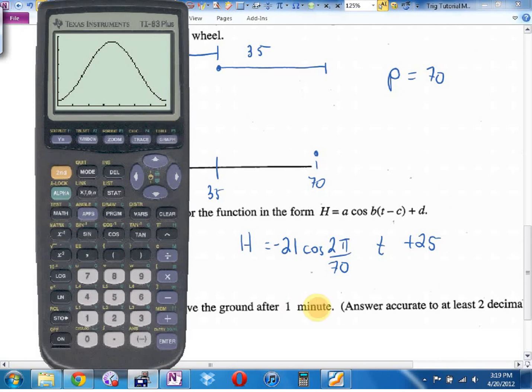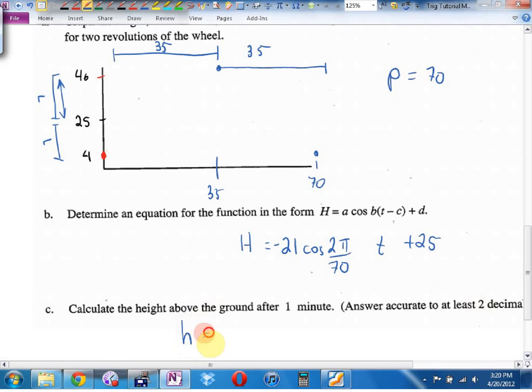1 minute, X value or Y value? T. But I'm going to type in X equals 1? No. What will I type in? X equals 60. 11.91, it says to 2 decimal places. H equals 11.91 meters.